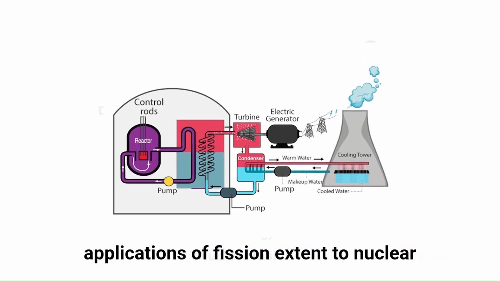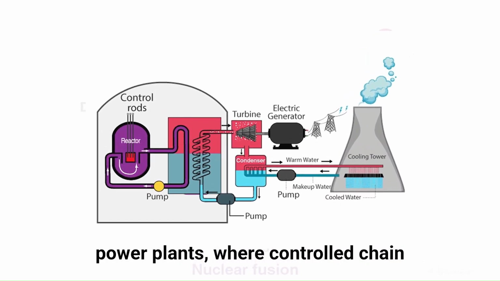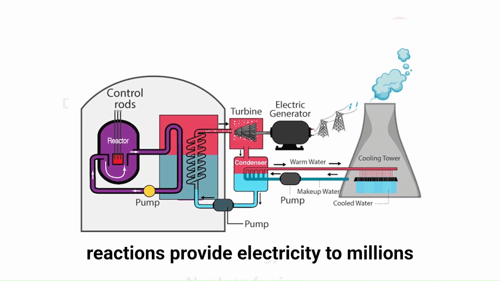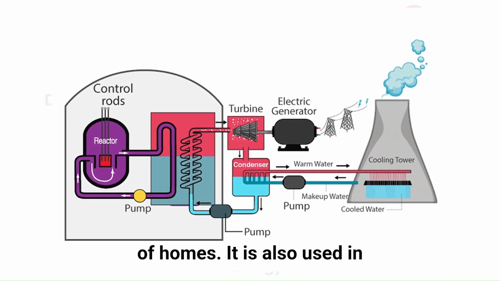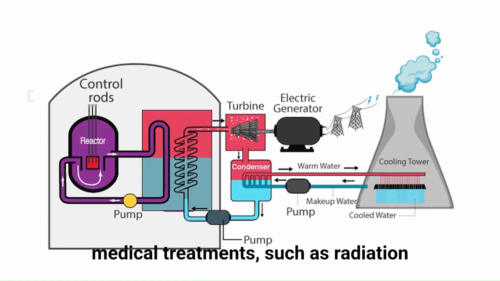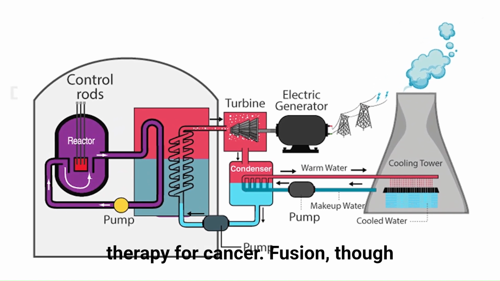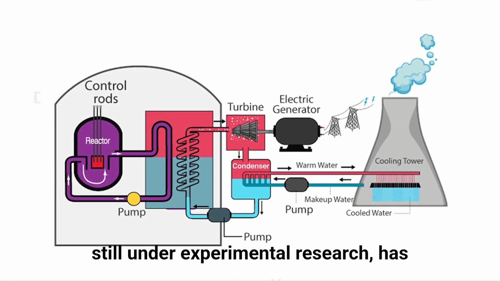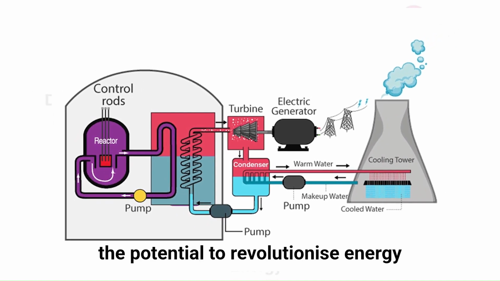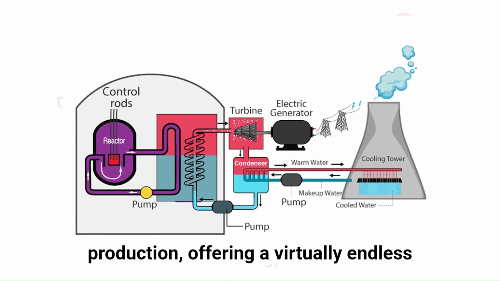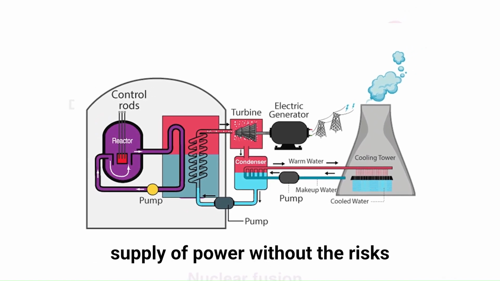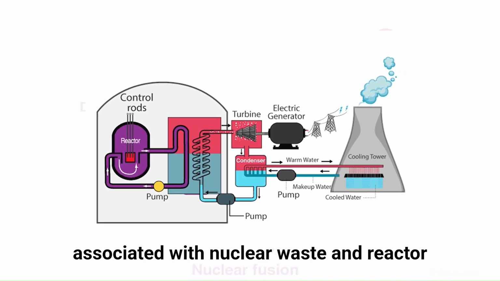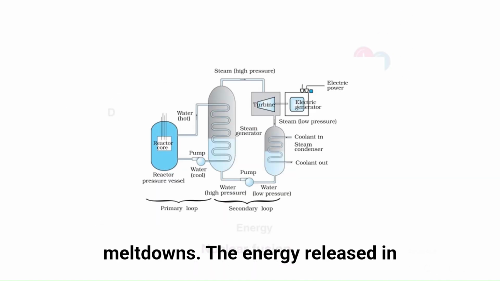The applications of fission extend to nuclear power plants, where controlled chain reactions provide electricity to millions of homes. It is also used in medical treatments, such as radiation therapy for cancer. Fusion, though still under experimental research, has the potential to revolutionize energy production, offering a virtually endless supply of power without the risks associated with nuclear waste and reactor meltdowns.